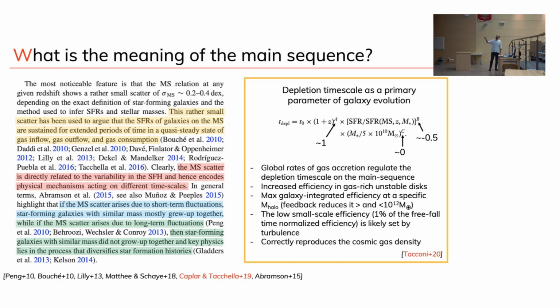And this is pretty good at describing the average properties of galaxies on the main sequence, Kennicutt, as a function of time. So again, the global rates of gas accretion, how the gas ends up in the halo, is basically encapsulated in the dependence on redshift, in this part here. There's an increase in efficiency when you have gas-rich unstable disks. This happens especially at high redshift. The more gas-rich you are, the more turbulent you should be. We'll come back to that later.